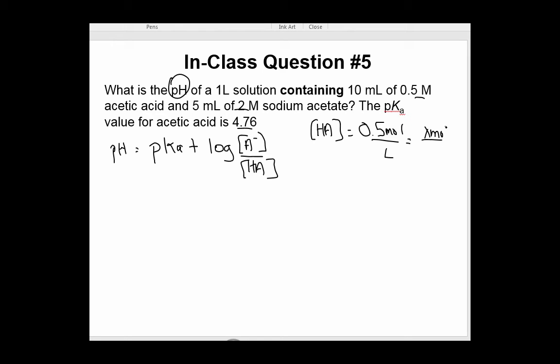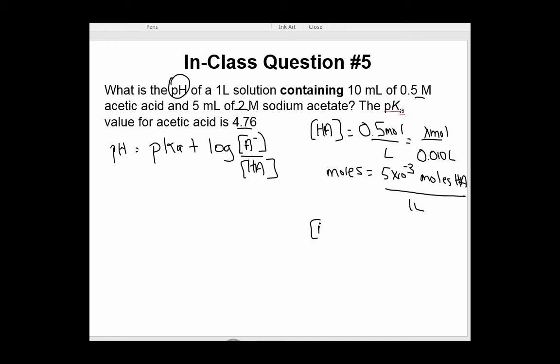And we want X moles equal 0.010 liters. And that should give me, by multiplying those two together, 5 times 10 to the negative 3 moles of HA. All right, we divide that by the total volume, which is just 1 liter, and so our final molarity of HA, or concentration, is going to be 5 times 10 to the negative 3 molar.